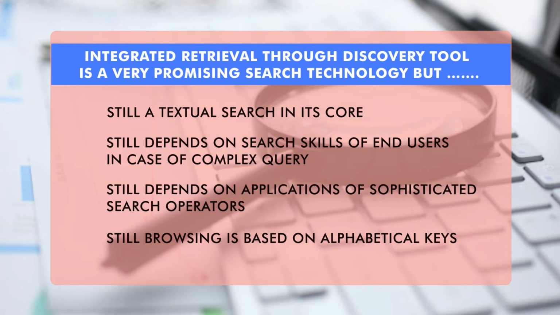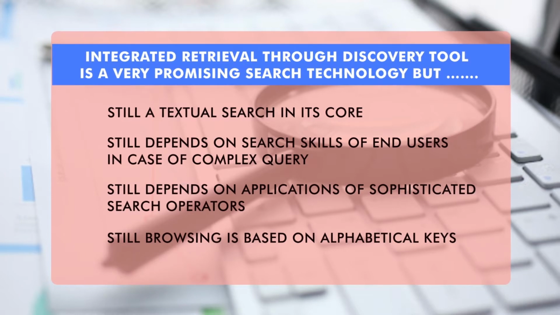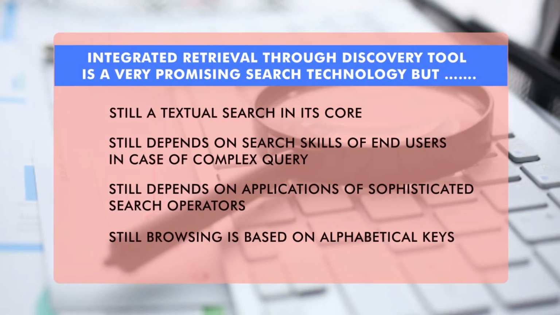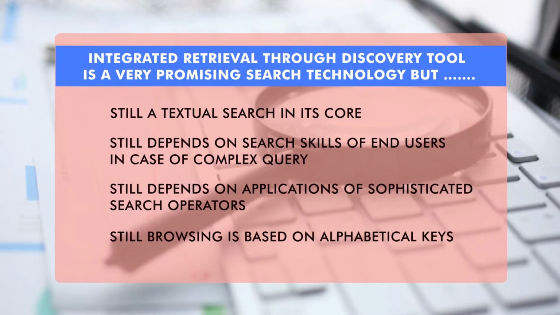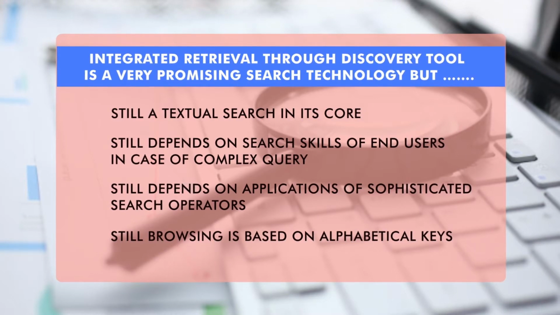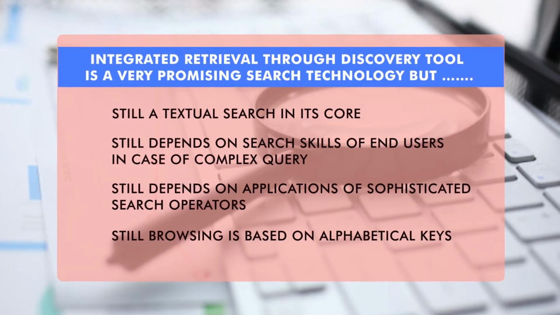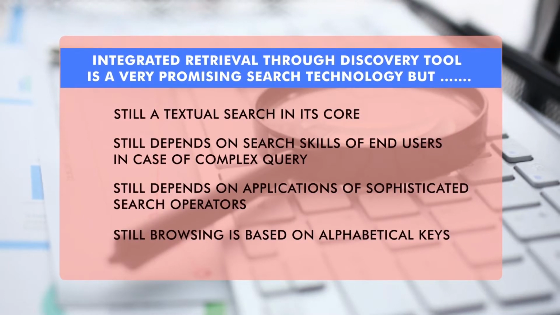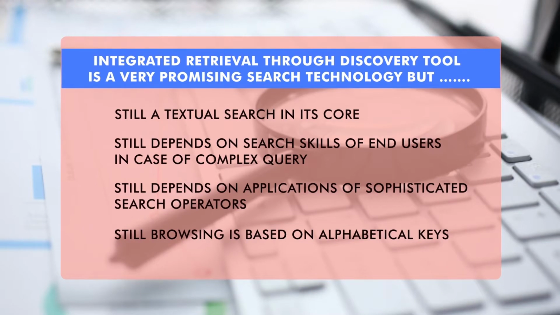So, I need to frame a particular query where I need to give iron ore and within brackets Cuttack or Barbil or Bailadila or Sambalpur and so on. This creates a problem for searchers who do not have that kind of search literacy.